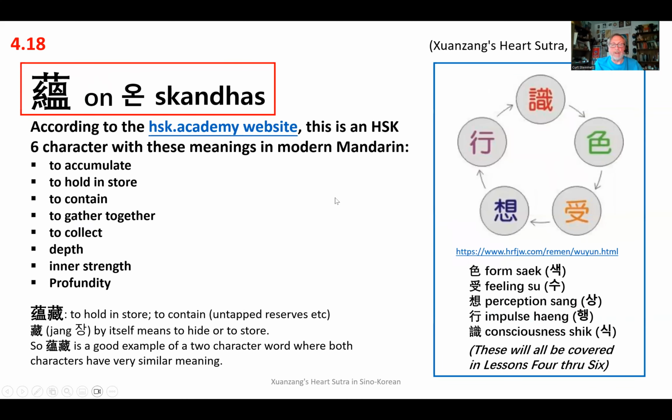But let's go on to the 5 skandhas in their unpurified form. If you have the 5 skandhas and you have not gotten rid of delusions and all ignorance, then you just have the 5 skandhas, which are forms, feelings, perceptions, impulses, and consciousness. And guess what we're going to talk about in the next class? Form, feelings, perceptions, impulses, and consciousness.